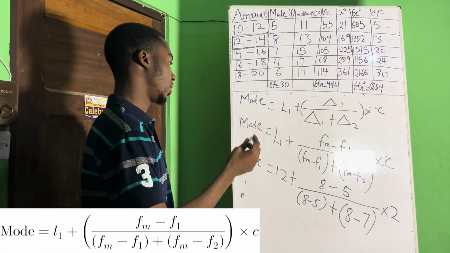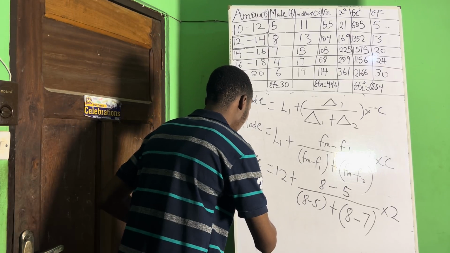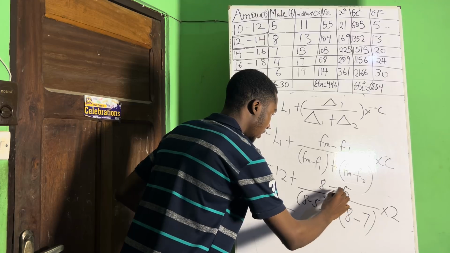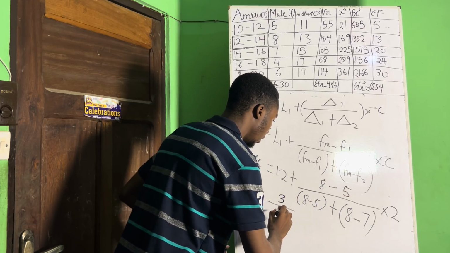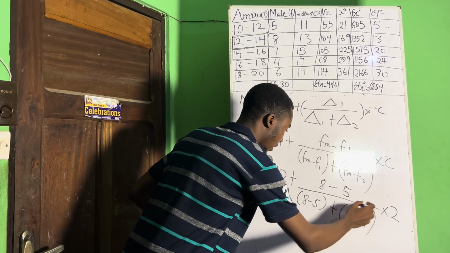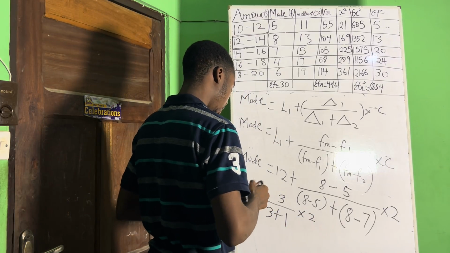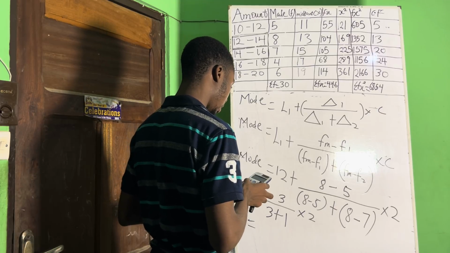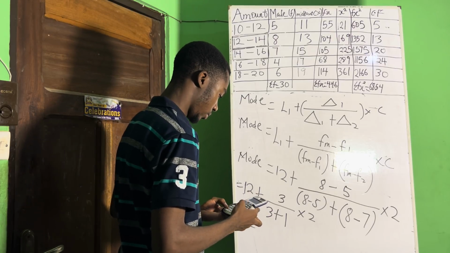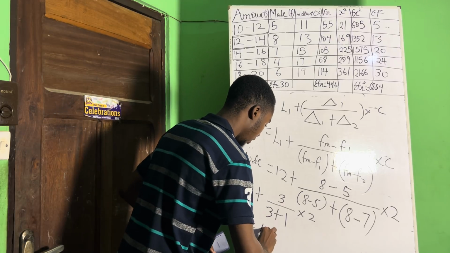All right, so now you can punch all this on the calculator. Let me just do it step by step here. So you have our mode to be equal to 12 plus 8 minus 5 is 3, then over 8 minus 5, which is 3, plus 8 minus 7, which is 1. Then times 2. So 12 plus a fraction with numerator 3 over 3 plus 1, then times 2. We are getting 13.5. So our mode is 13.5.